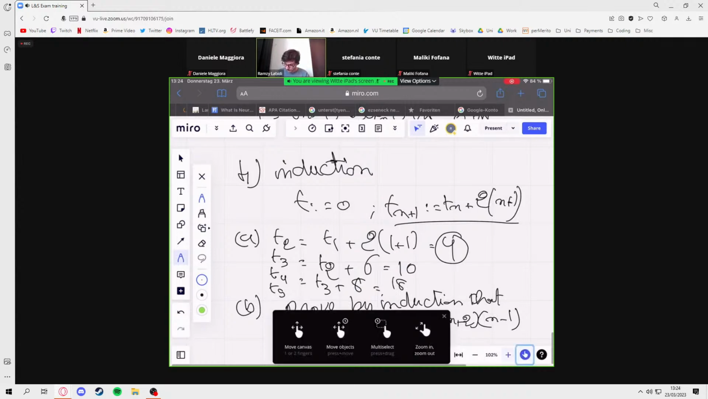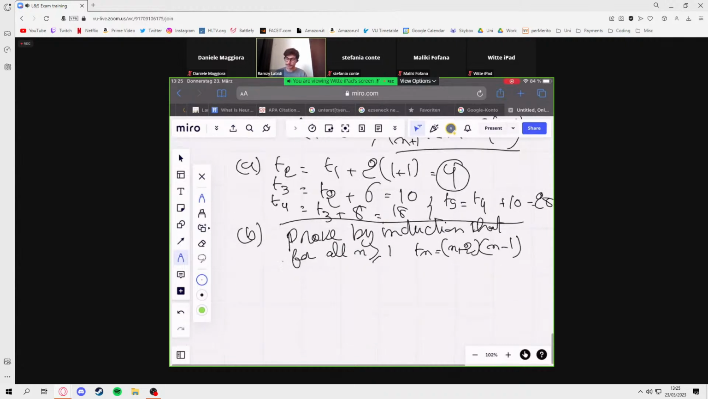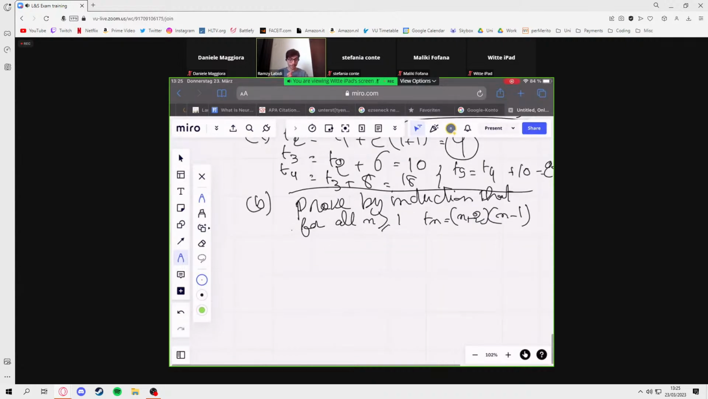And then t5 is equal to t4 multiplied plus 10. So 28. Very simple. So whenever you have this type of question, immediately just calculate them. And then this is where induction comes very useful.